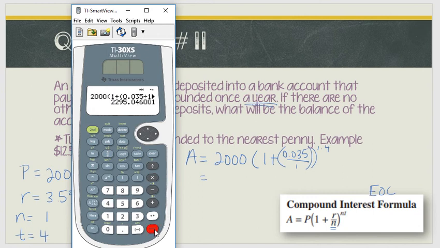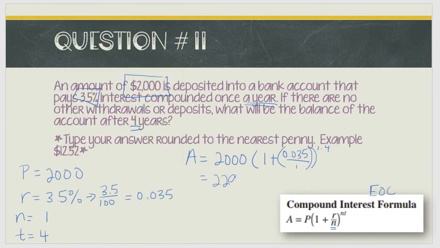And when I press enter, I end up with $2,295 and then 0.046, so that would round up to 0.05. So $2,295.05, $2,295 and 5 cents. So after 4 years with an interest rate of 3.5%, that's how much money I'd have just letting it sit there and growing over those 4 years.